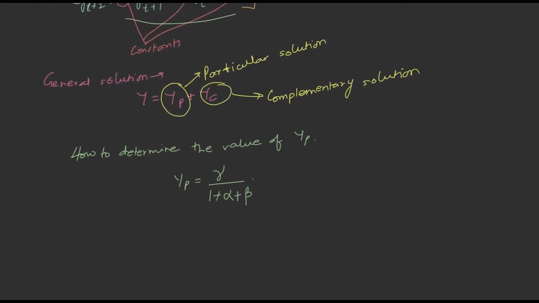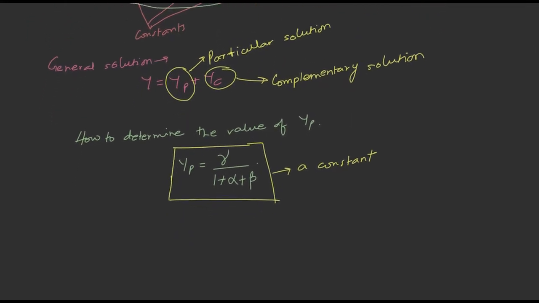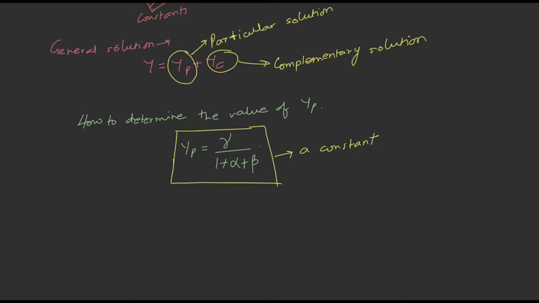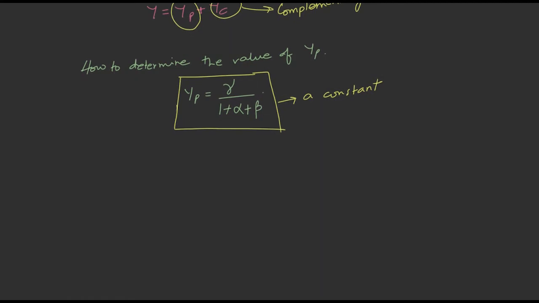This is a constant because we're dividing a constant by a constant, so the answer will also be a constant. Gamma is a constant here, 1 is a constant, alpha is a constant, beta is a constant, so yp is also a constant, right? This is the particular solution.